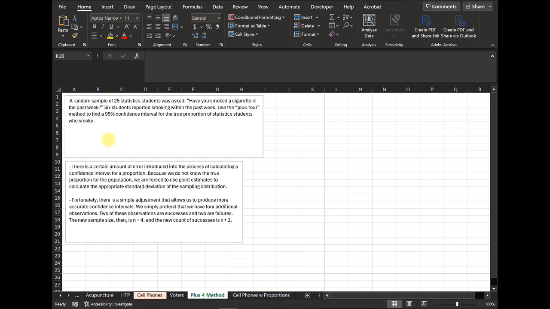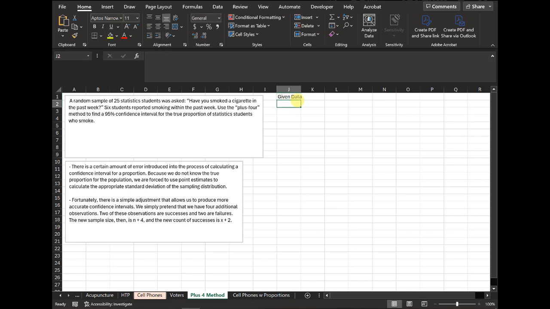So in short, there's kind of an amount of error that comes from computing a confidence interval for a proportion. And so there's a simple adjustment that allows for more accurate confidence intervals. That's what the +4 method is. So the idea is that you create a new sample size where you add 4 more observations and 2 more successes. So let's first start by talking about our given data.